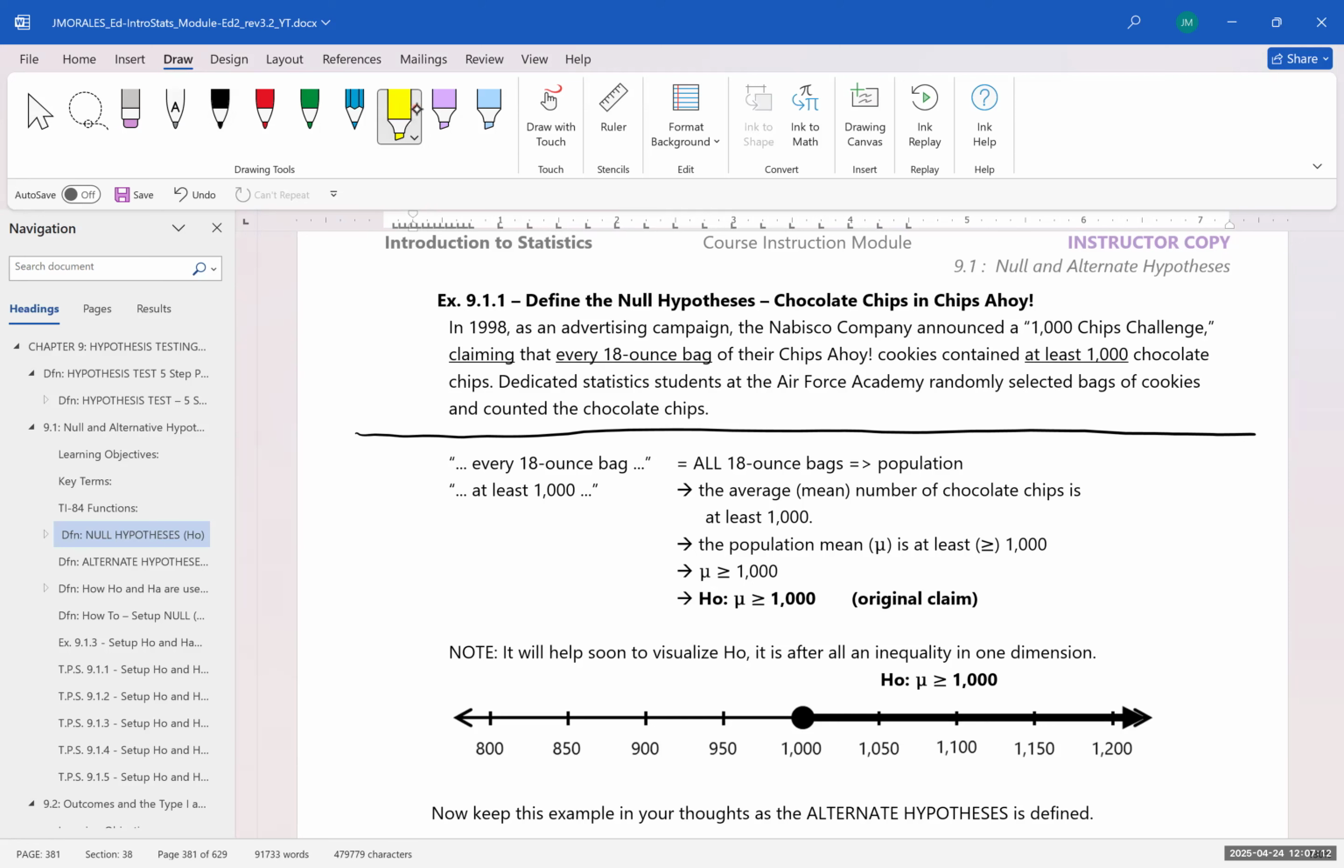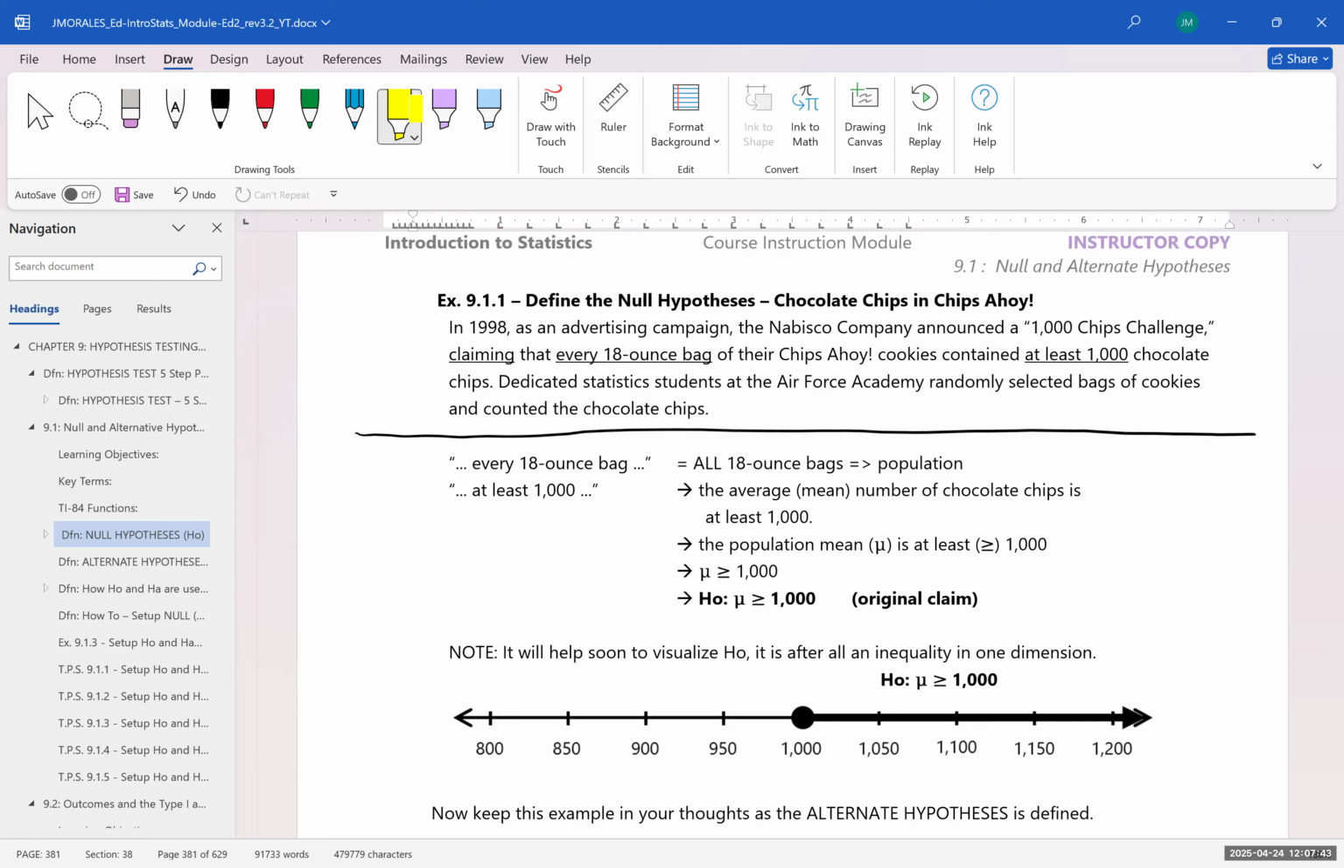So in 1998, as an advertising campaign, the Nabisco company announced a 1,000 chips challenge, claiming that every 18-ounce bag of their Chips Ahoy cookies contained at least 1,000 chocolate chips. Dedicated statistics students at the Air Force Academy randomly selected bags of cookies and counted the chocolate chips.